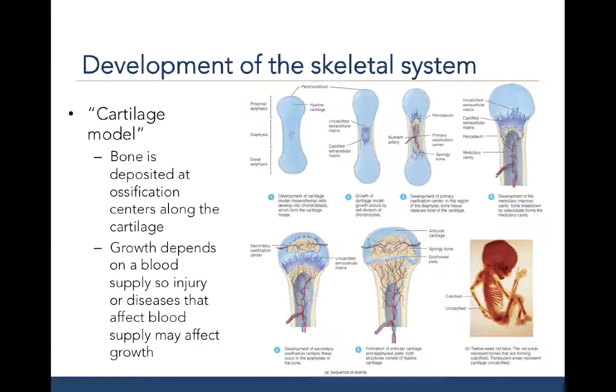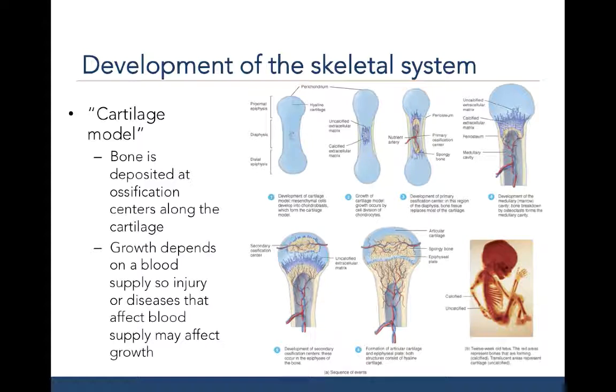The skeletal system begins with what is called the cartilage model. What is meant by this is that the cartilage serves as the basis for the structure and shape of bones. In the first part of this diagram, we see the cartilage model has multiple parts. There is a perichondrium, which is the outer layer.